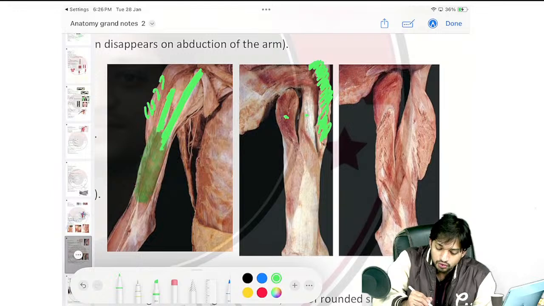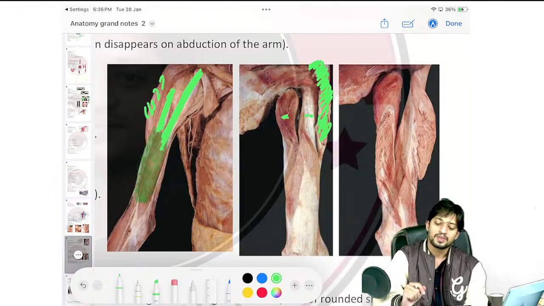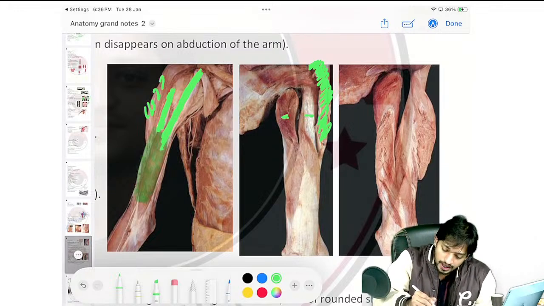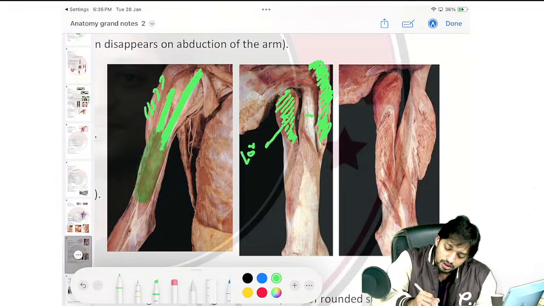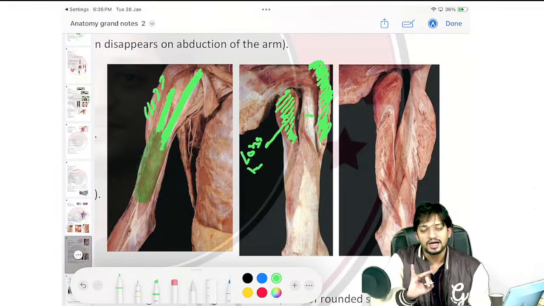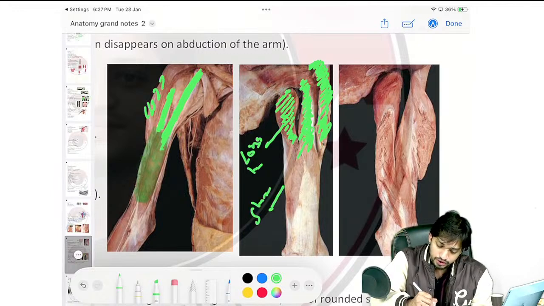Now among these two heads, which is the long head and which is the short head? Very simple. I told you the head appearing shorter in the two-dimensional cadaveric image should be the long head, and the head appearing longer in the two-dimensional cadaveric image should be the short head.